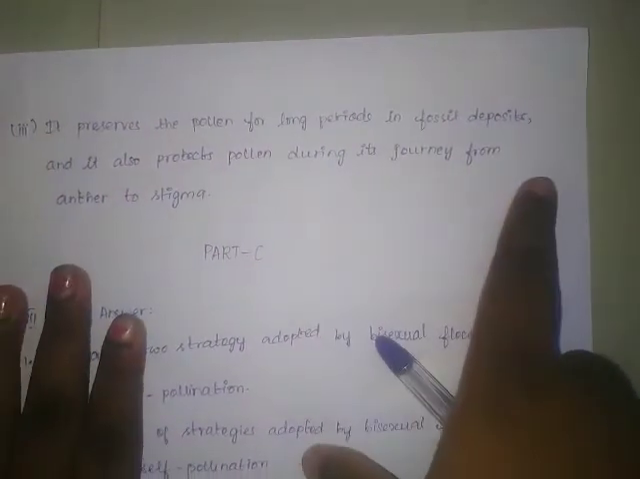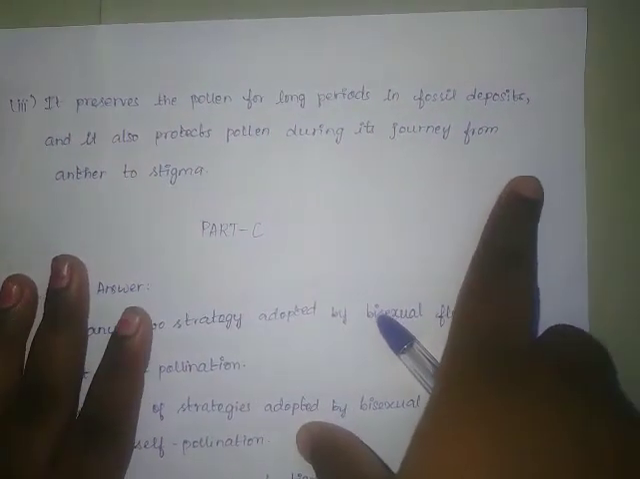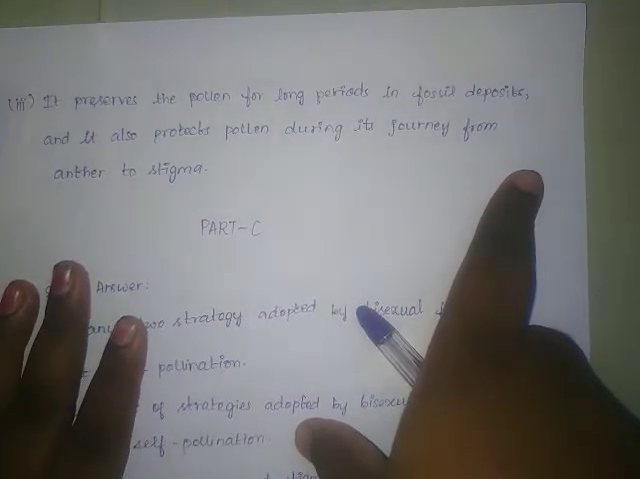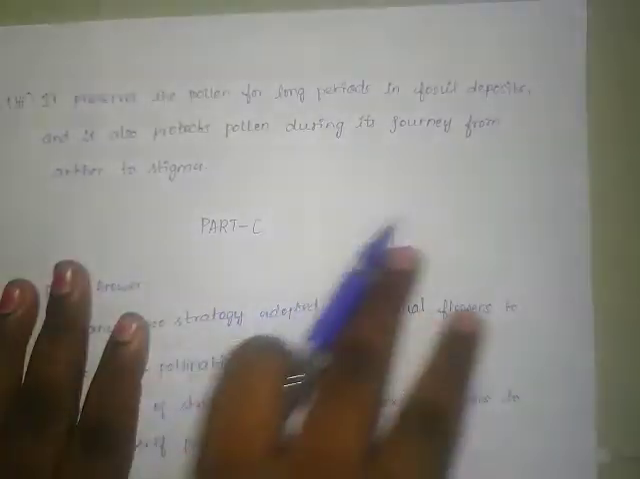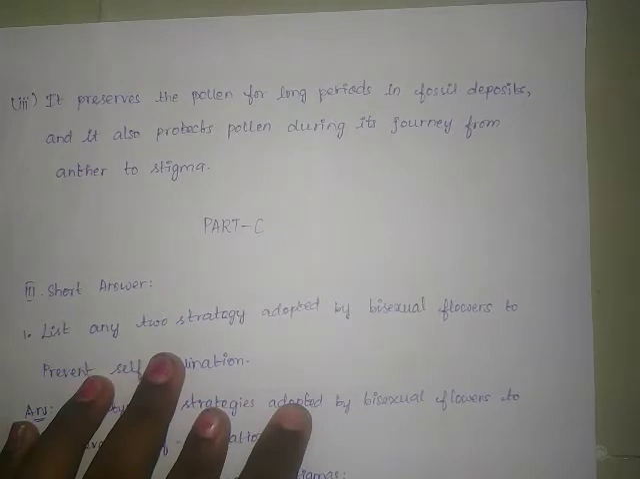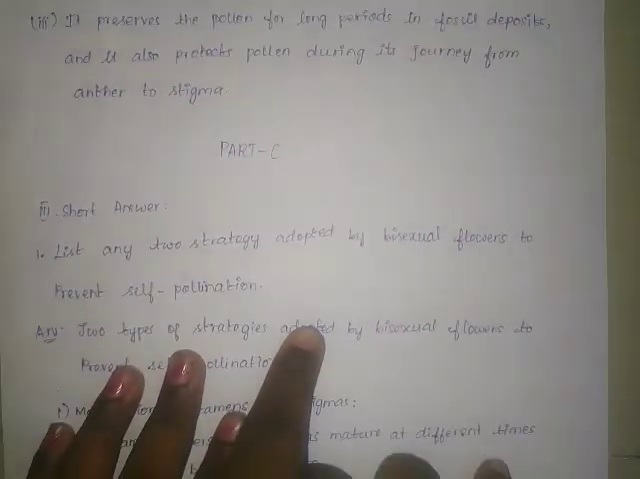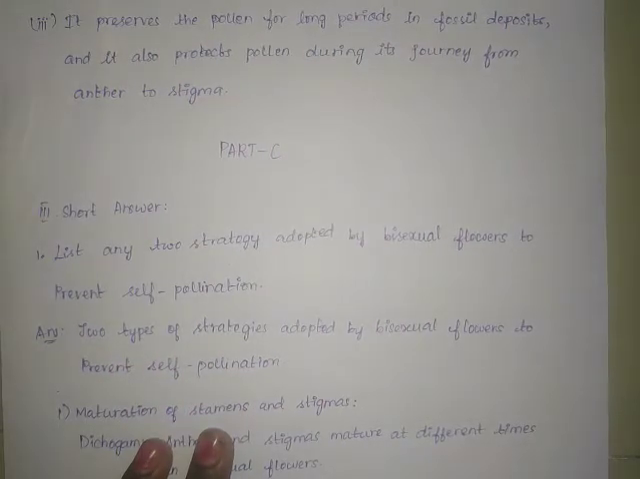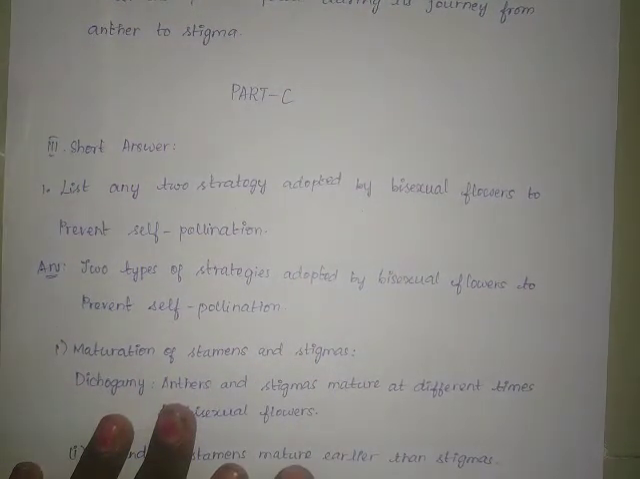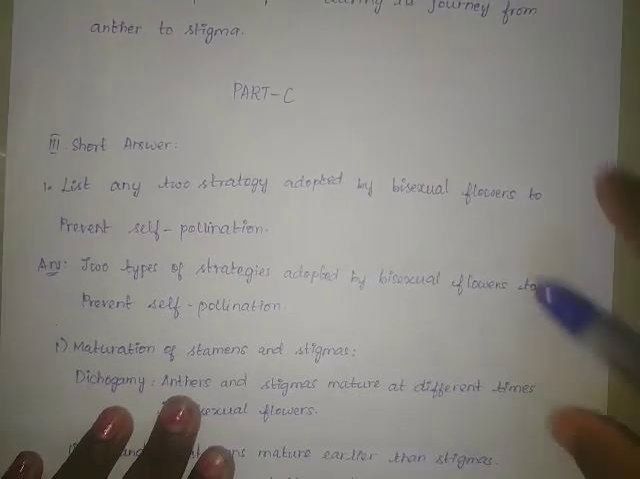Next, third point, it preserves the pollen for long periods in fossil deposits and it also protects pollen during its journey from anther to stigma. This is third point. So copy it down. Next, we are moving to part C, short answer. List any two strategies adopted by bisexual flowers to prevent self-pollination.